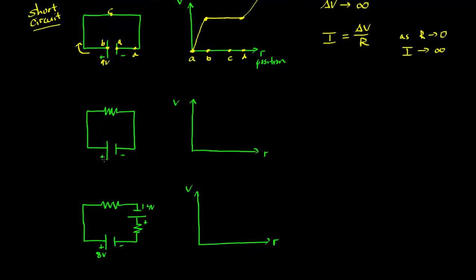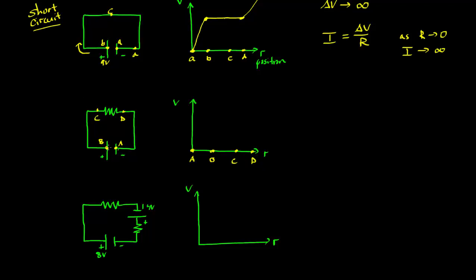This is a battery with a single resistor. And we want to think about the potential. So we'll start here. This will be point A. Then we'll go to B, C, and D. And we're ignoring resistance in the wire. So let's go and label these point A, B, C, D. And then back to A.